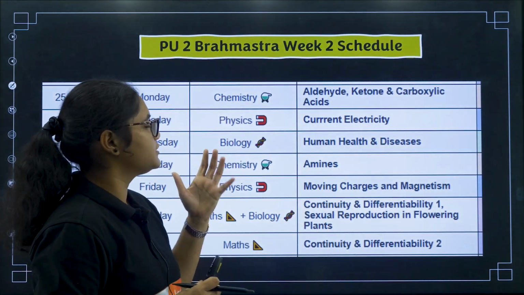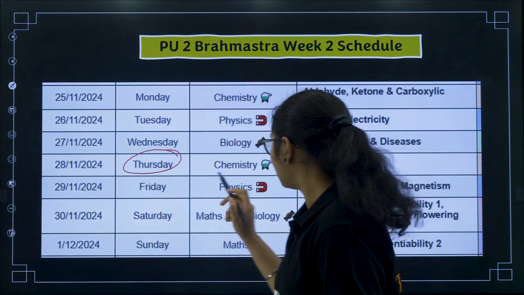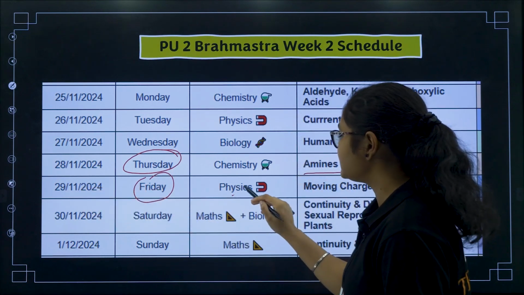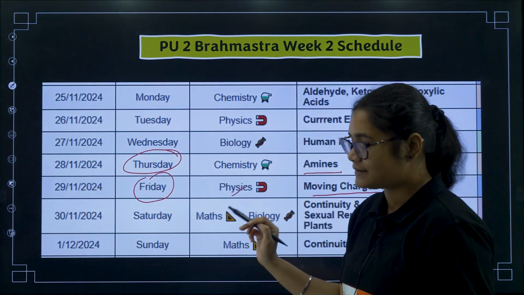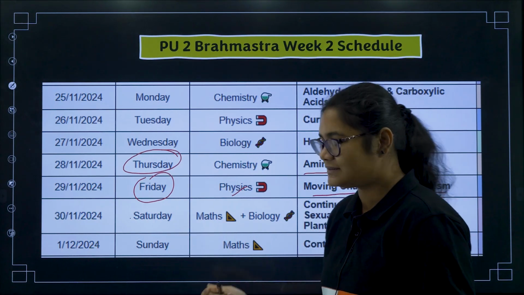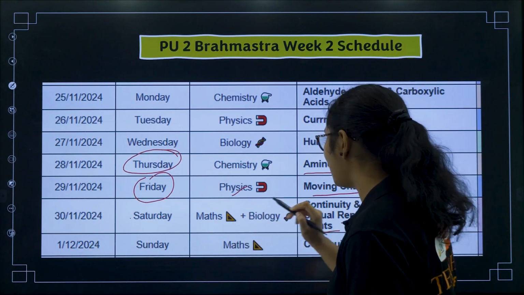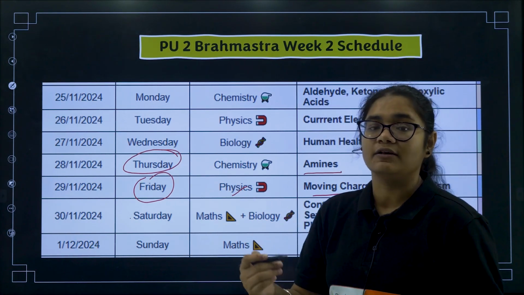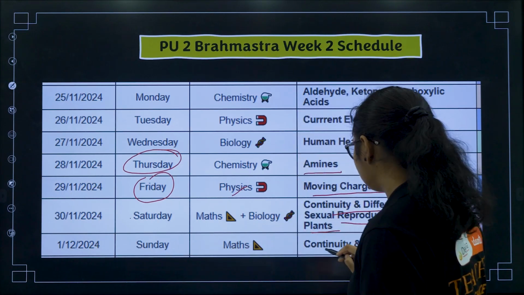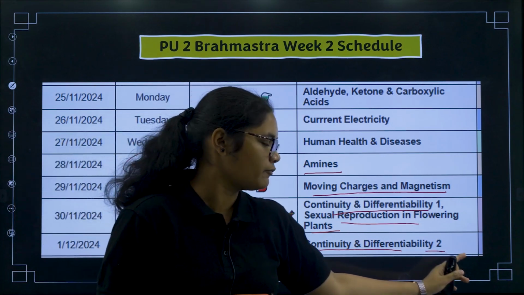Next, coming to this week's schedule. We are already in week 2. Today was Thursday, and we had done amines. Next class on Friday, the 29th, will be physics: moving charges and magnetism. Then Saturday is double dhamaka day, you have bio and maths. In bio, ma'am will be teaching sexual reproduction in flowering plants, and in maths you will have continuity and differentiability 1. Then on Sunday, again continuity and differentiability, only maths, part 2 of this chapter.